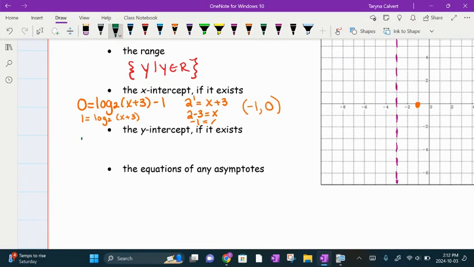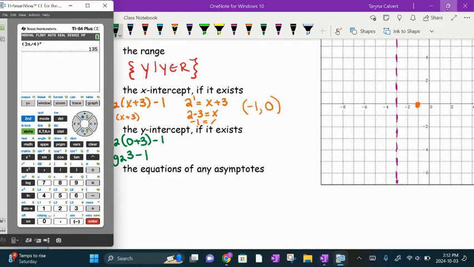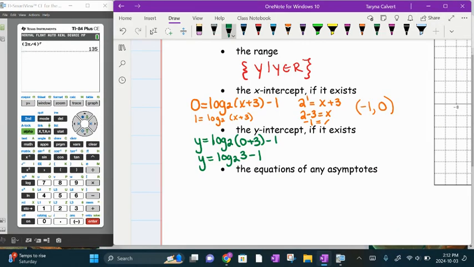So then we have y equals log base 2. What am I replacing x with? 0 minus 1. So log base 2 of 3 minus 1. So we're going to use our calculator? Yeah, because is this a nice number? No. So let's go ahead and type it in.